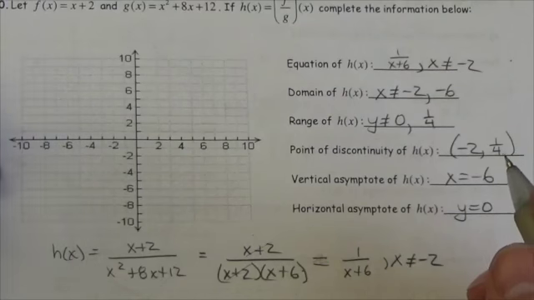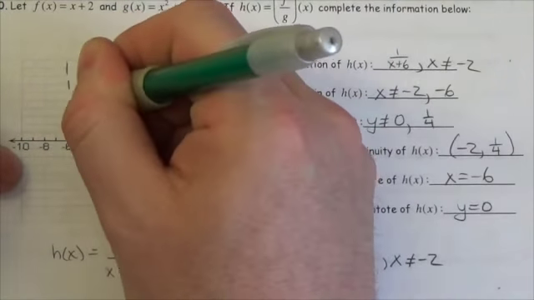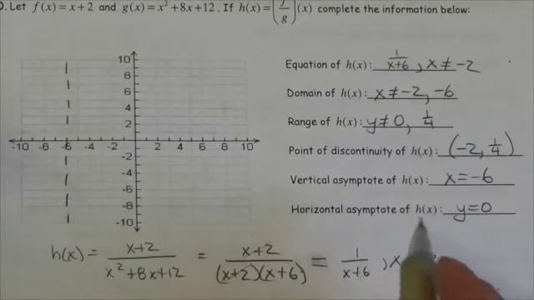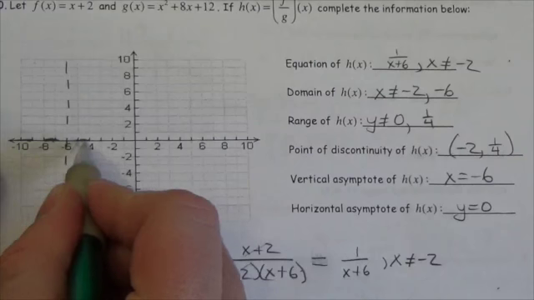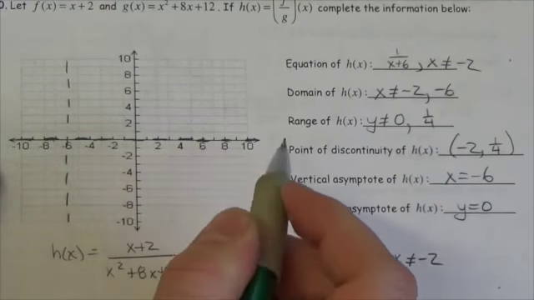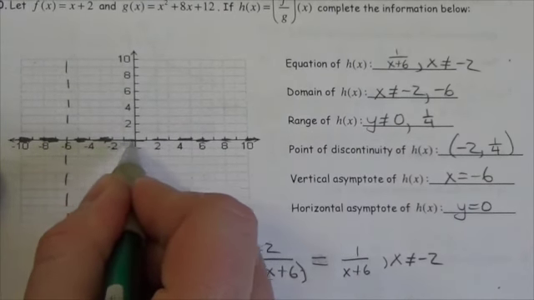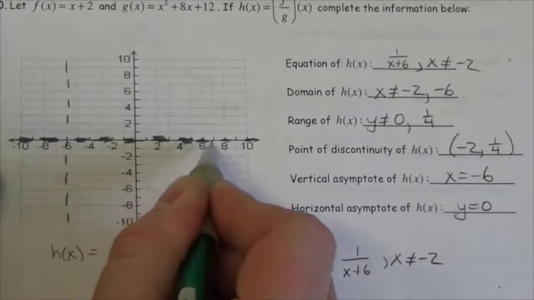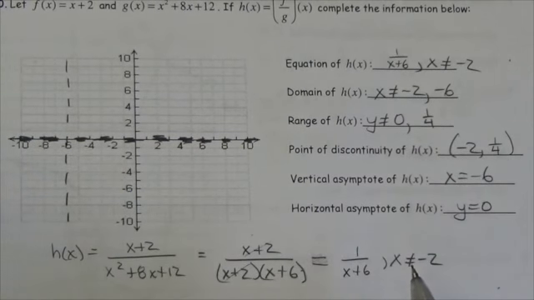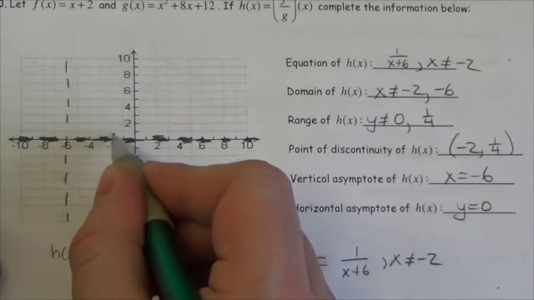First of all, I'm going to have a vertical asymptote at negative 6. Just draw that in. I am going to have a horizontal asymptote on the x-axis. This is y equals 0. Try to make that a little bit more visible. It's a little tough when that line is already there and fairly dark. But anyway, there you go. It's got a point discontinuity at negative 2, 1/4. So negative 2, 1/4, and that's right there.